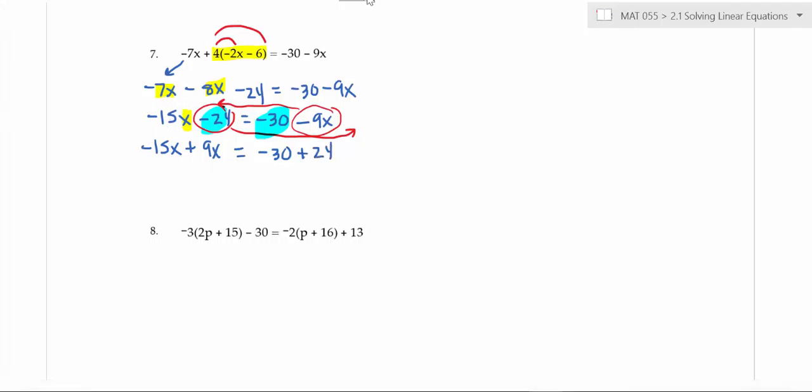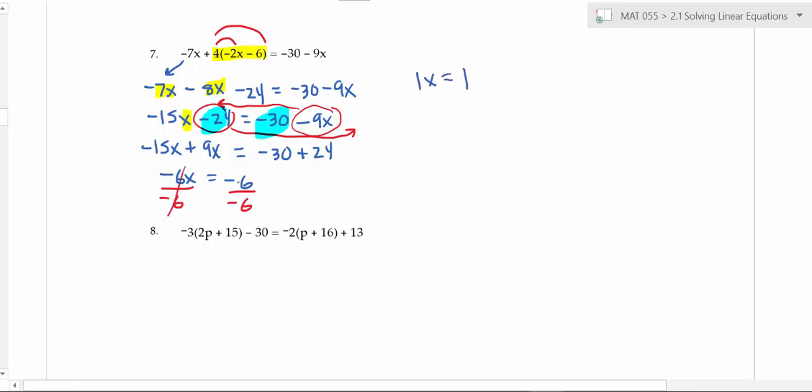Okay, now you can collect like terms. So these go together, that's negative 6x. These go together, that's negative 6. Now you can divide both sides by negative 6. That'll divide out to give you 1, so we get 1x equals 1. Those are 2 negatives, that divides out. So you get x equals 1. Okay, that's one of the best ways to write the step, like that. Now, I'm going to erase that, and I'm going to show you an alternative way to do this problem.